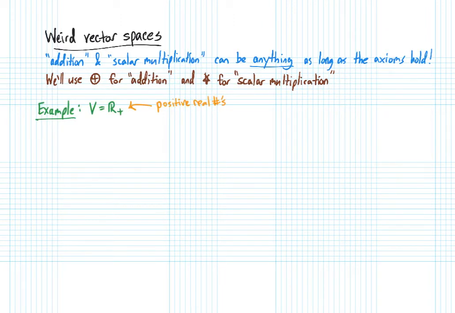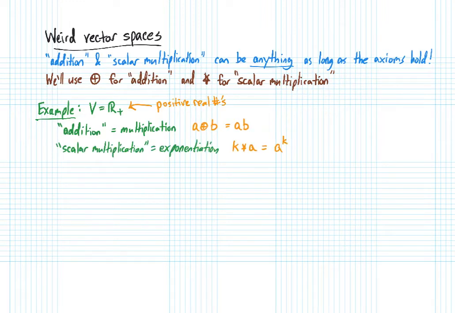So here's an example of this kind of weird vector space. Let V be R plus, the set of positive real numbers. And then in place of addition, we're actually going to do multiplication. So in this vector space, the vector space operation of addition is actually multiplication. I know this will take a little getting used to, but hopefully you'll get the hang of it after a little while. And then the rule for scalar multiplication is actually exponentiation. So k star a is, by definition, a to the power of k.